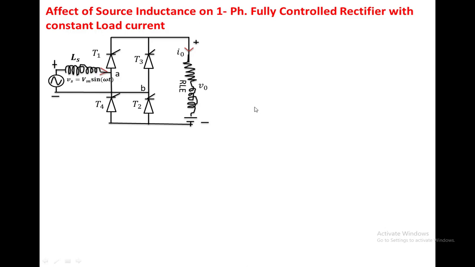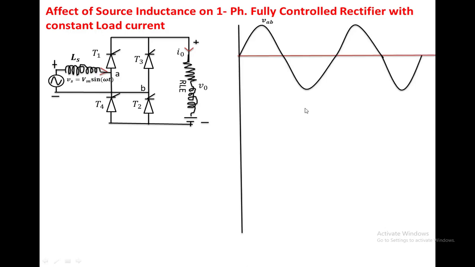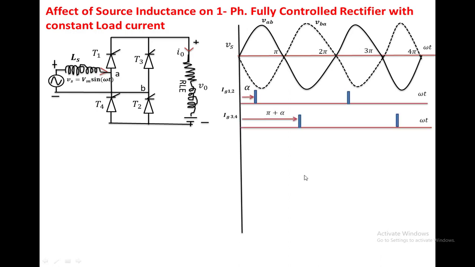So to see the effect of source inductance, we have taken two cycles of the input voltage VAB, VBA with a dotted line, pi, 2 pi, 3 pi, 4 pi. We are applying the trigger voltage to T1, T2 at alpha and 2 pi plus alpha. To T3, T4 we are applying the trigger voltage at pi plus alpha and 3 pi plus alpha. Now we start developing the output voltage waveform from alpha.